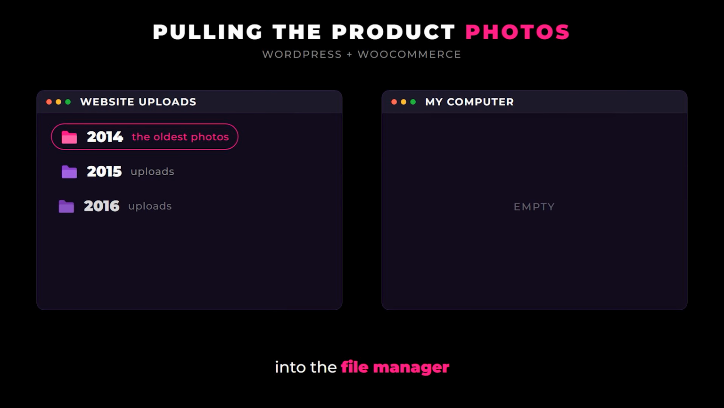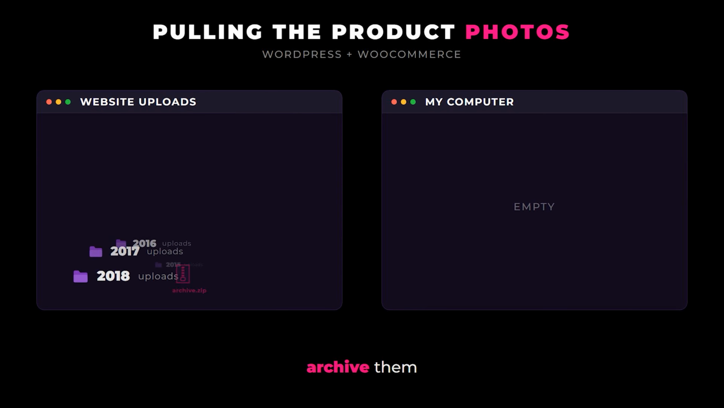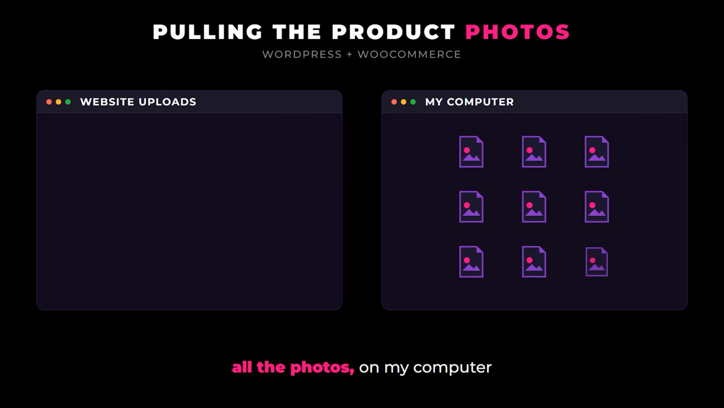I have no access to the photos outside of the website, so I'm going to go and download them from the website. This store runs on WordPress and it's using WooCommerce. So I went into the file manager, I archived them, and then I went and pulled down all the photos. Now there's a bunch of ways to do this depending on your platform. This is just how I did mine.